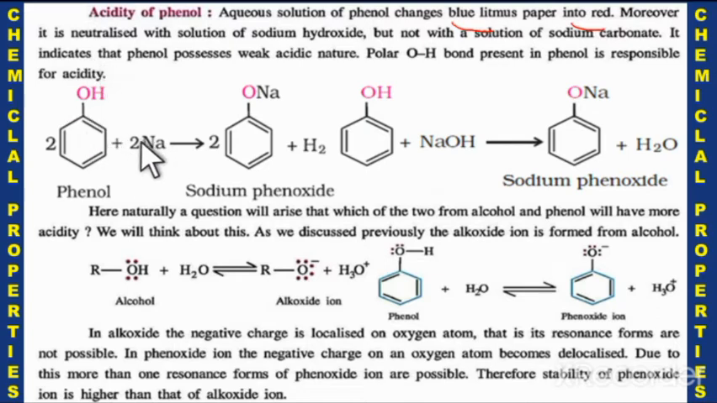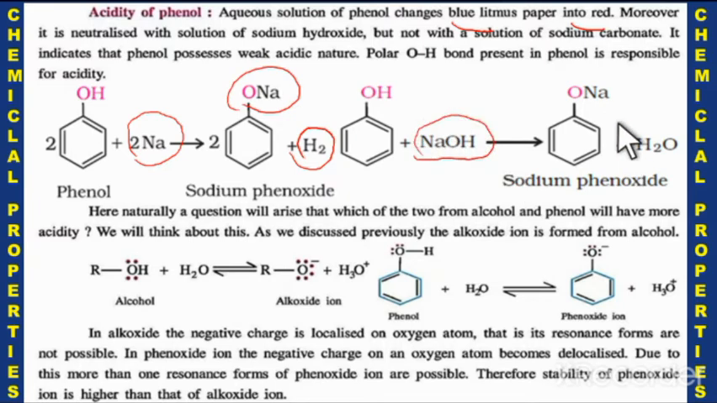Similarly, when phenol is treated with a highly reactive metal like sodium, it forms sodium phenoxide and releases hydrogen gas. And when phenol is treated with sodium hydroxide, it gives sodium phenoxide plus water molecule. So this indicates a neutralization reaction. But when phenol is treated with sodium carbonate, it does not respond with the sodium carbonate. So it means it is a weak acid.